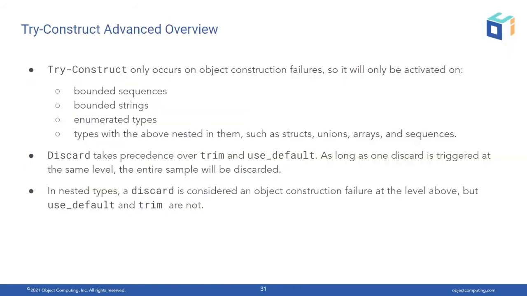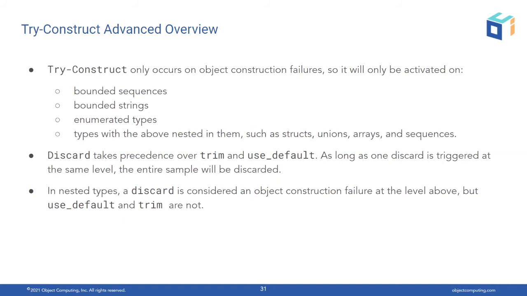And so just an advanced overview of try construct to give an idea of where this could go. Try construct only occurs in object construction failures, so it will really only be activated on bounded sequences, bounded strings, enumerated types, and then types with those 3 things nested in them. So that would include structs, unions, arrays, sequences.